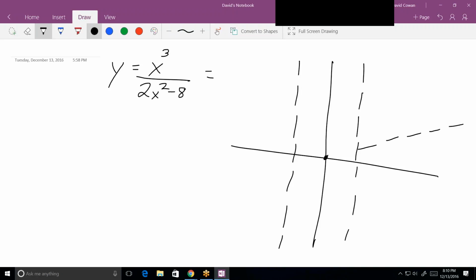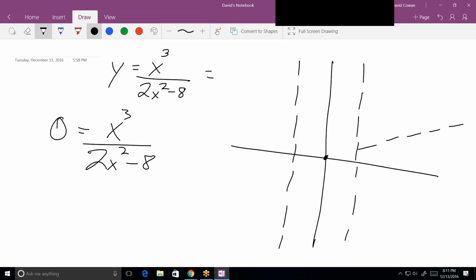To get the x-intercepts, I can tell I got one of them right there, but now is where you set y equal to 0, and you solve that. If you have 0 equals a fraction, its numerator has to be 0. So x cubed has to be 0. So the only x-intercept we have is also at the origin. So the origin is both my y and my x-intercepts.